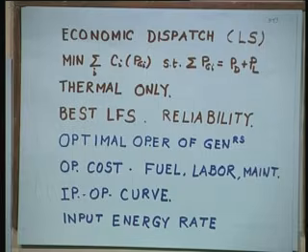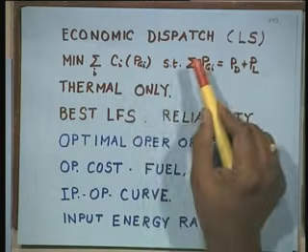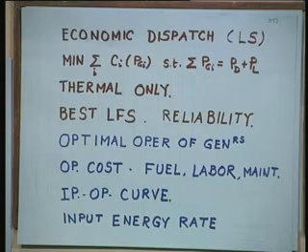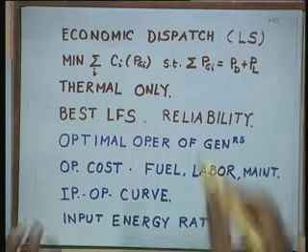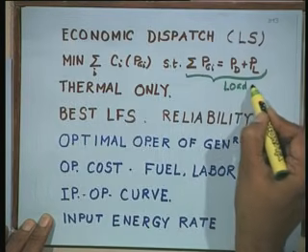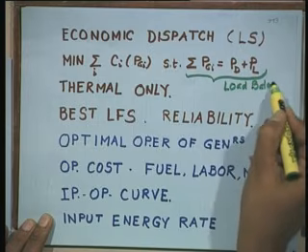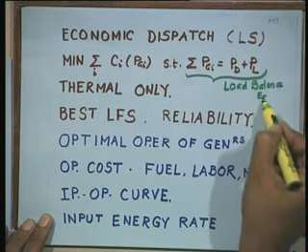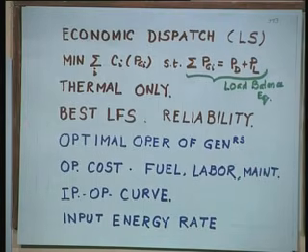What is this equation? Minimization of sigma of Ci of Pgi. What is Ci? Cost of the ith unit for generation of real power Pgi by the same ith unit, and sigma is over all generators, i is for all generators, subject to, this is a load balance equation. We have to generate only this much power.